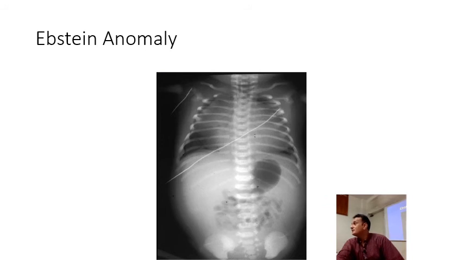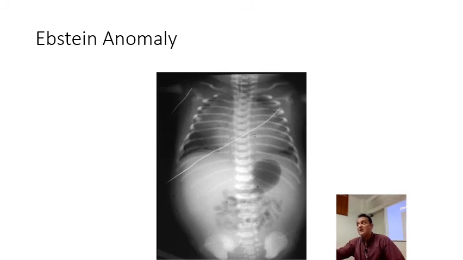Epstein anomaly. This is again presentable. Tetralogy of Fallot presents a little late, but if they are critical tetralogy, then they present early. Epstein can present late also, but they can present early in the newborn, because we are discussing critical congenital heart disease in the newborn. Epstein patients are difficult, but you keep them in cyanotic congenital heart disease.